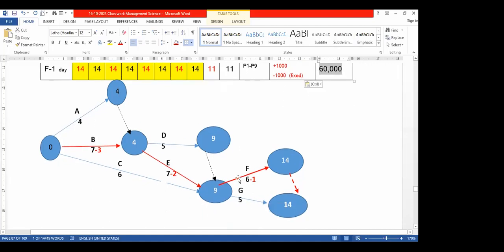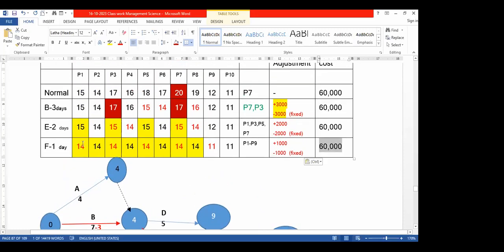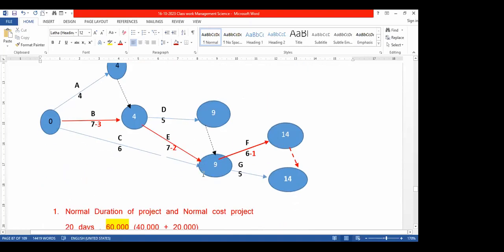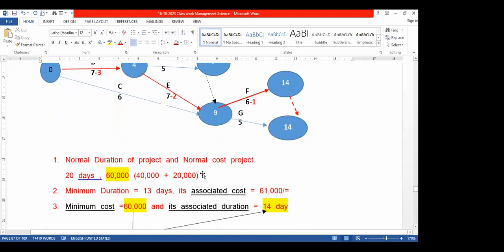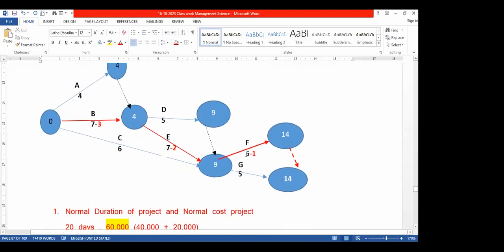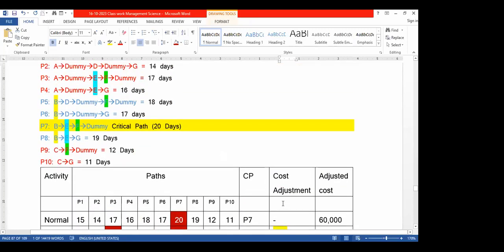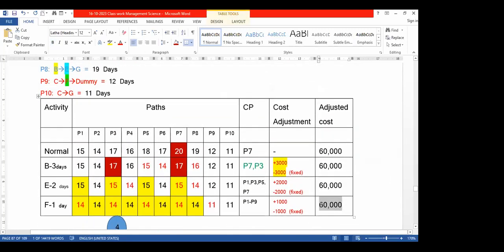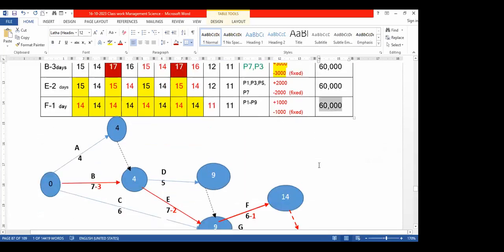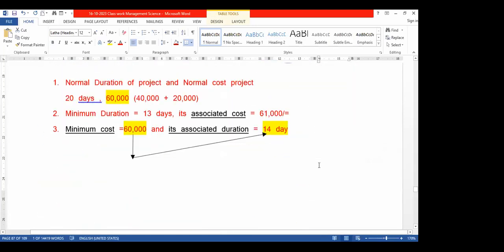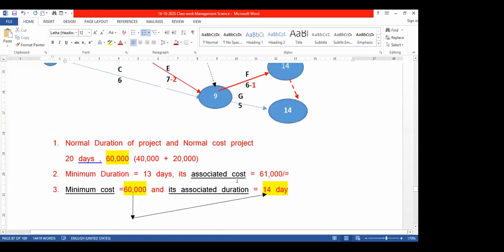Right? Okay. Now there is no further reduction because we see all these become critical paths. So hereafter there is no chance for doing adjustment. So this is the final state. So now the project duration is how much? 14 days. Right? But at that point, the minimum cost is 60,000. The associated duration is 14 days. Right? 14 days we have reached.